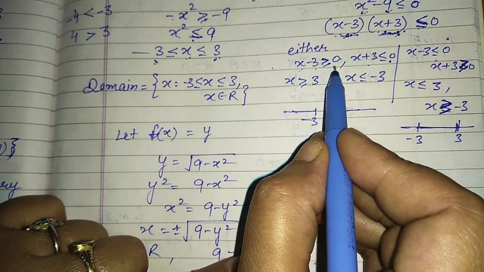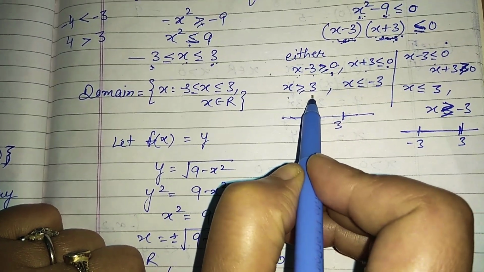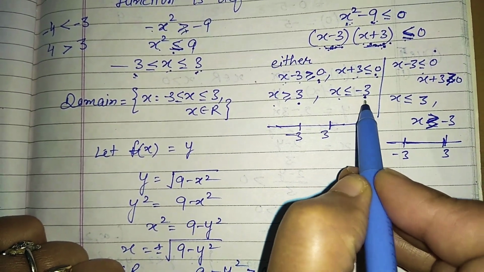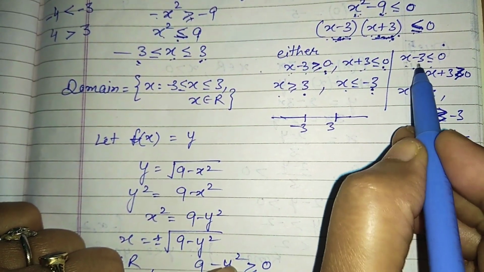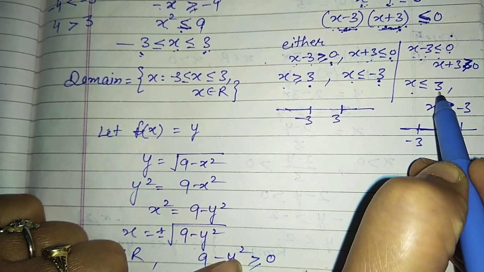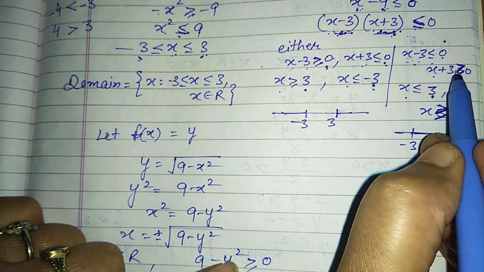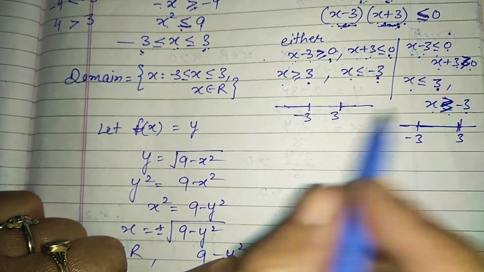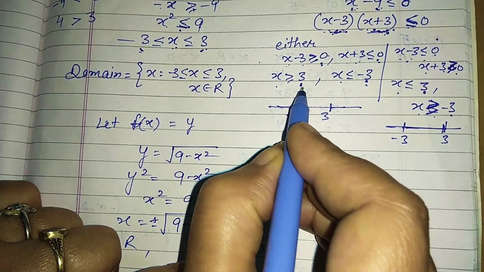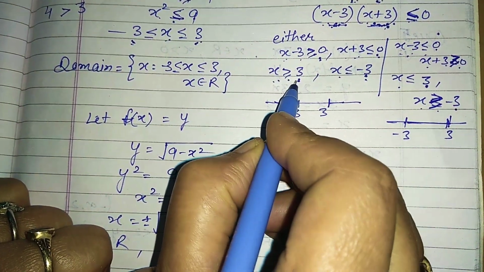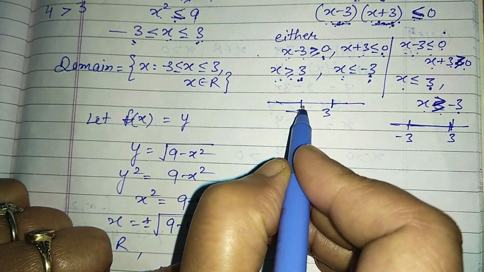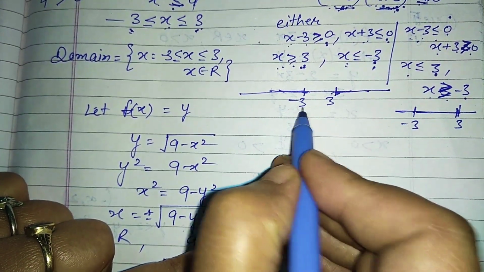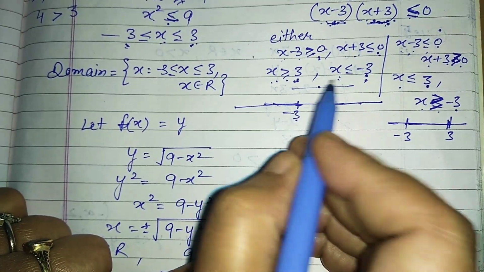So if x minus 3 is greater than or equal to 0, then x is greater than or equal to 3. If x plus 3 is less than or equal to 0, then x is less than or equal to minus 3. And in this case, if x minus 3 is less than or equal to 0, then x is less than or equal to 3. If x plus 3 is greater than or equal to 0, then x is greater than or equal to minus 3. So look at this. If x is greater than or equal to 3 but less than minus 3, there is no common part. It is less than minus 3 or greater than 3. So this x will not be there.